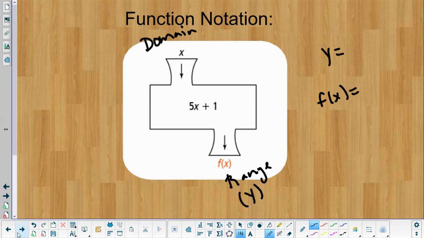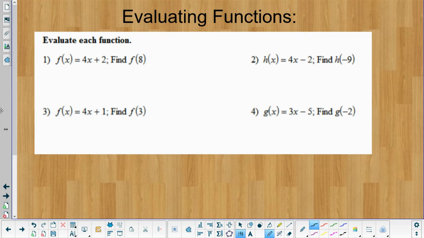Okay. Here are some examples of functions written in function notation. This first one says f of x equals 4x plus 2. And this is how we would evaluate functions. It says find f of 8. Since x is the one inside the parentheses, that tells me the 8 is going to go in the place of x.